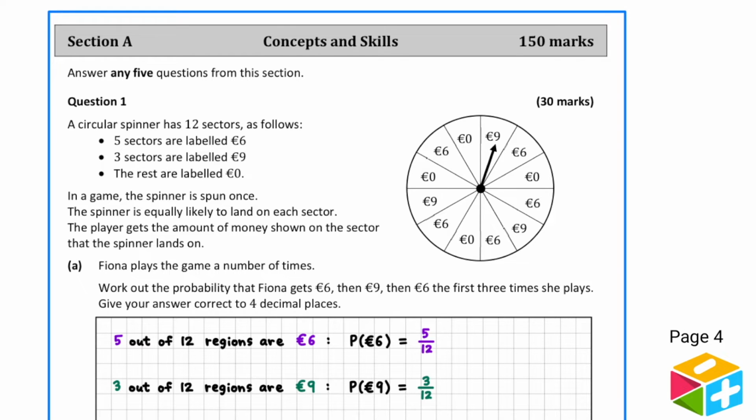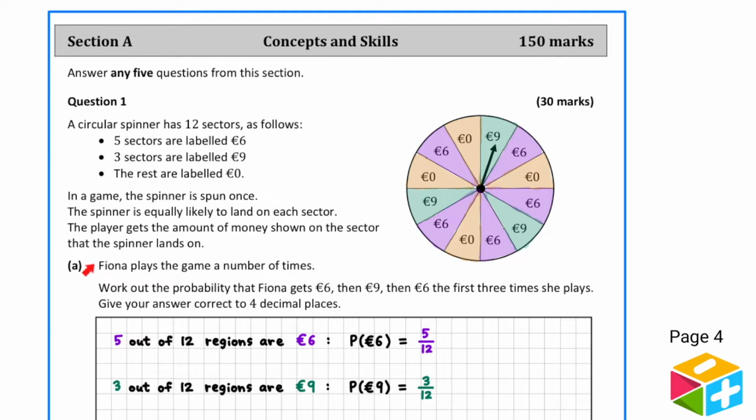In question 1, we are presented with a spinner that contains 12 sectors. 5 sectors are labelled with €6, 3 sectors are labelled with €9, and the rest are labelled with €0. In a game, a player spins the wheel and wins the amount of money that the arrow lands on.